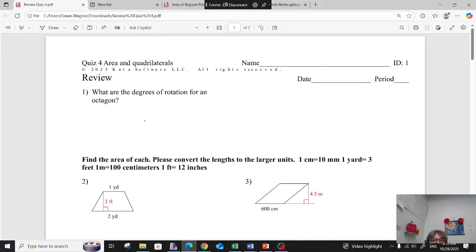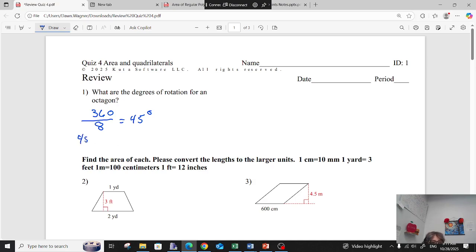Okay, what are the degrees of rotation for an octagon? So to find the degrees of rotation for an octagon, you're going to take 360 degrees and divide it by 8, which I believe is 45. Then you're going to keep adding 45 back to itself over and over.